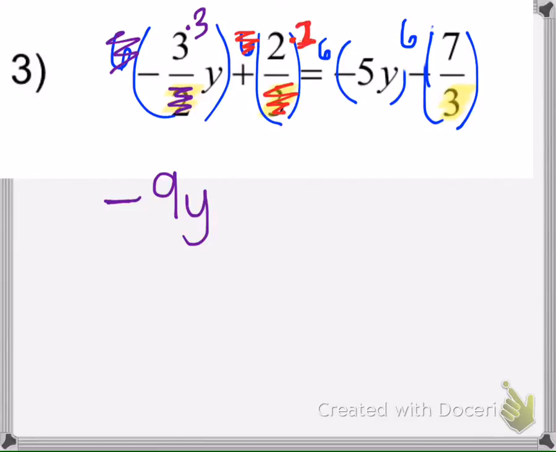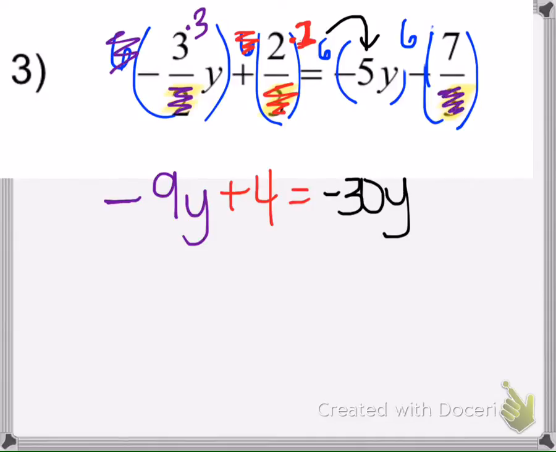So 2 times 2 is 4. And then 6 times negative 5 is negative 30y. And then 3 goes into 6 twice. I'm going to bring down this minus here. And 7 times 2 is 14. And now I have no fractions to worry about in this problem.